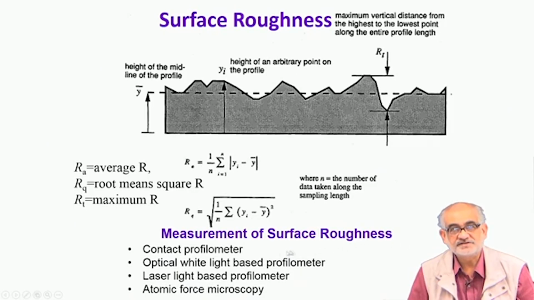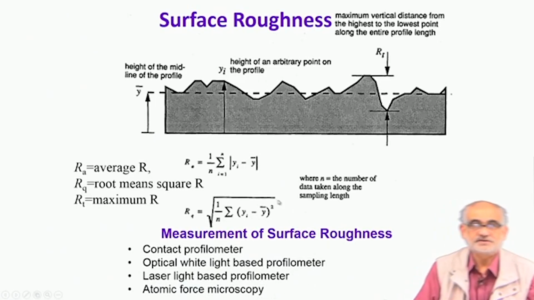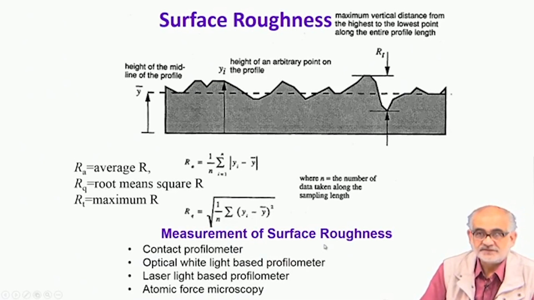So in order to measure these roughnesses, as I said, we use a contact profilometer. We can also use non-contact profilometers like an optical white light based profilometer or a laser light based profilometer, even atomic force microscopy, where, if it's not in a tapping mode, the tip actually will not even touch the surface, but is still able to measure the forces on the surface when it is brought into very close proximity to the solid surface that we are investigating.